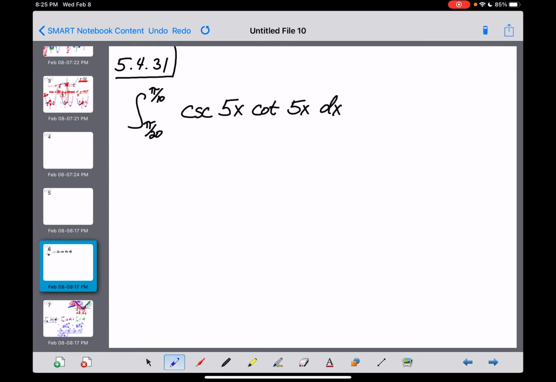Okay, number 31 here. To do this problem, you've got to go back and remember a decent amount of stuff from chapter 3. We're asked to evaluate a definite integral from pi over 20 to pi over 10 of cosecant 5x times cotangent 5x, all taken with respect to x.